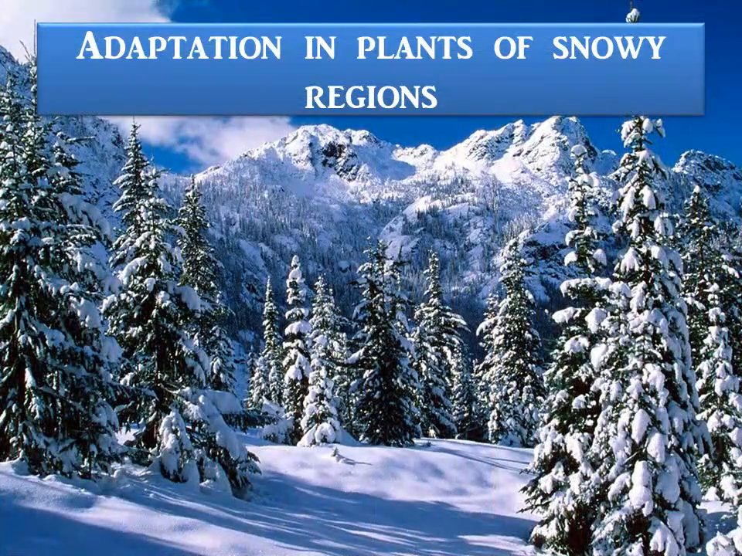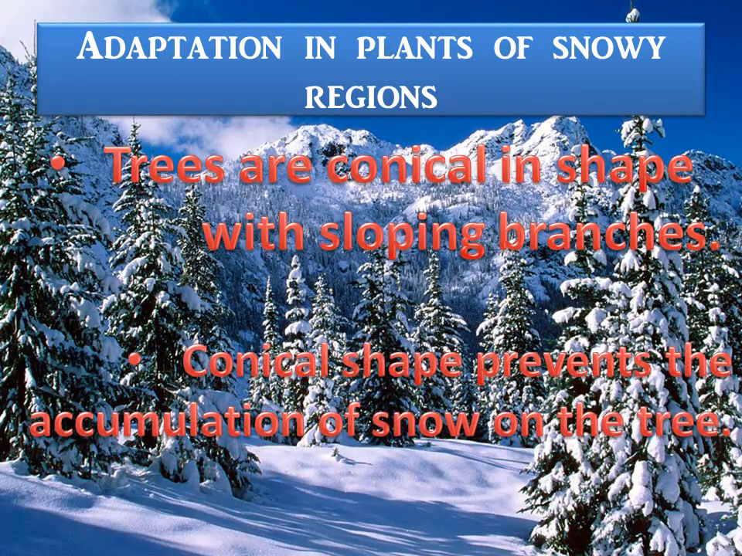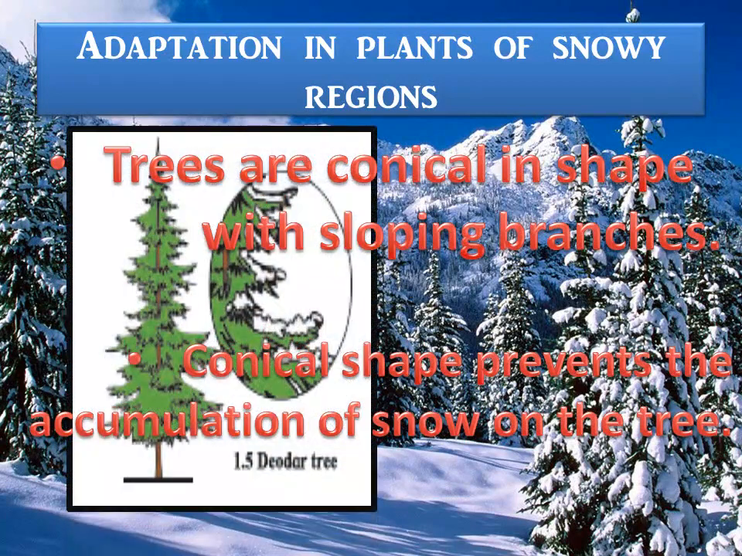Adaptation in plants of snowy region. Conifers like deodar and pines are seen in snowy regions. Trees are conical in shape with sloping branches. Due to heavy snowfall and extreme cold weather, such adaptations are seen. Conical shape prevents the accumulation of snow on the trees. Thick bark helps the trees to withstand the cold.